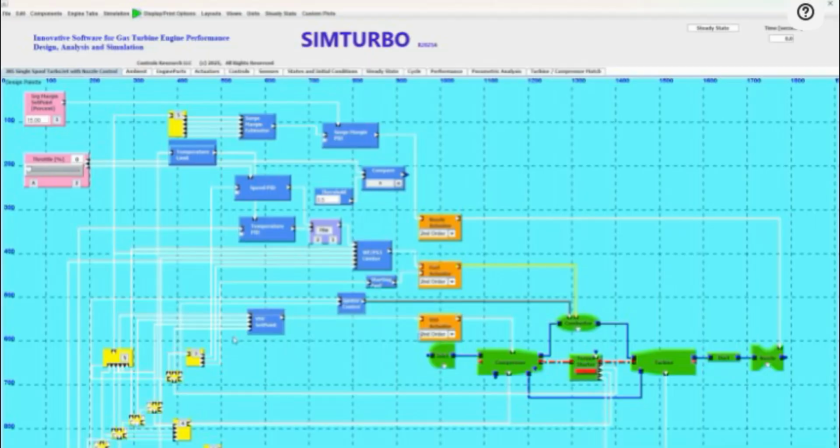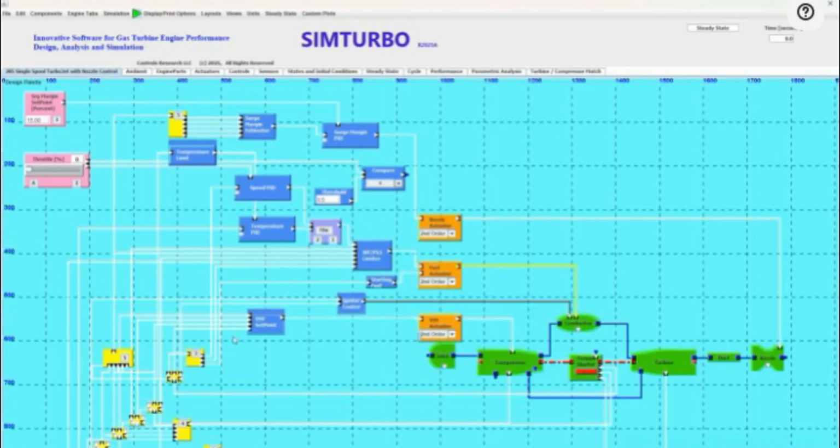Now, let's take a deeper look at how SimTurbo is used to connect the system components to build the architecture of the engine system and its control. The green components are the engine components. The ambient air enters the engine through the inlet component. The ambient conditions are represented by the small blue dot attached to the inlet. The engine inlet guides air into the engine's compressor while optimizing pressure and minimizing energy loss. Note the airflow lines are represented by the blue lines attached between the components.